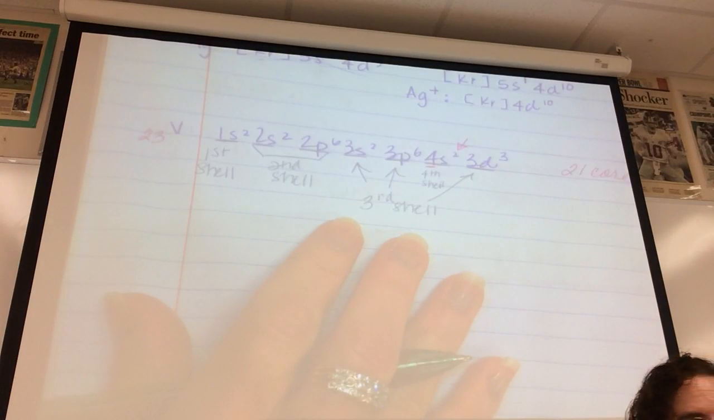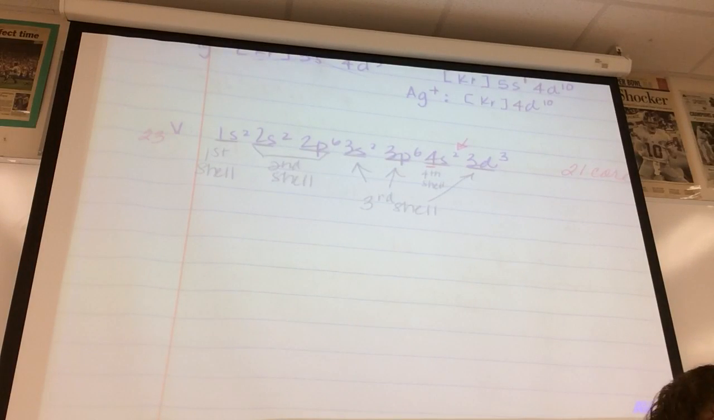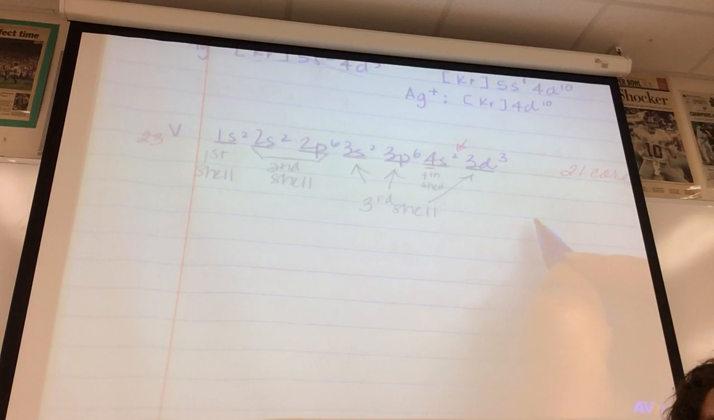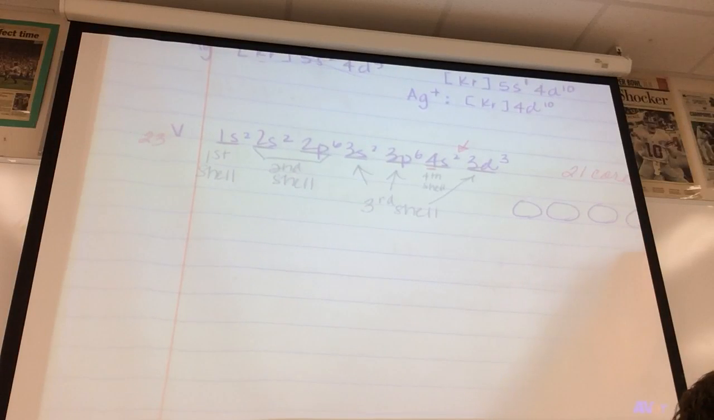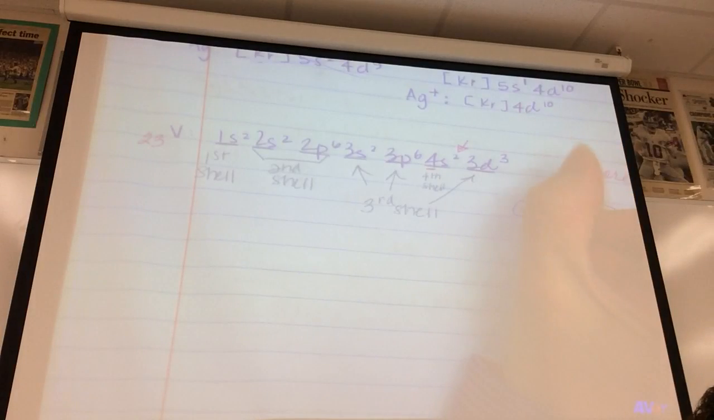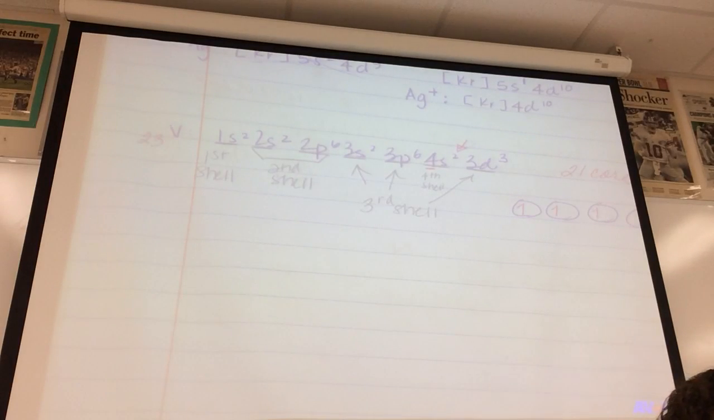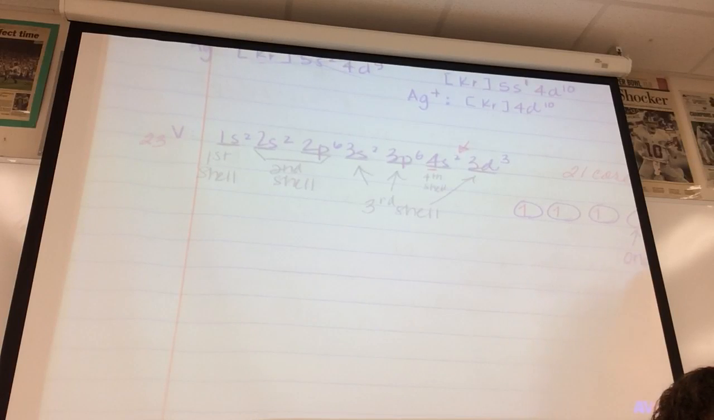Familiar with all of that, correct? Yes? Okay. The 3d subshell has how many orbitals? 5. And in this case, you have 1, 2, 3 unpaired electrons. So the circle is the orbital, and that is an electron.